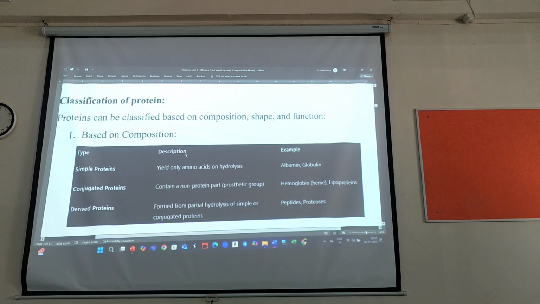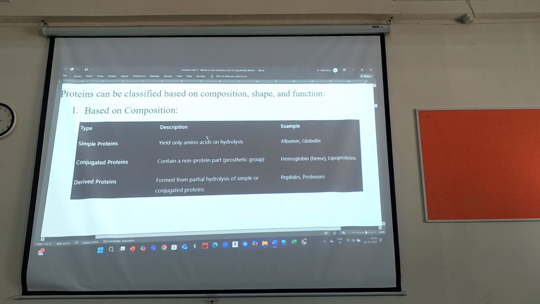So what are the classifications? Different classifications are there. Proteins can be classified based on composition, shape and function. So based on composition, there are different types. Those are simple proteins, that yield only amino acids on hydrolysis. What is the hydrolysis process? Everybody knows. Hydrolysis means the breakdown of chemical compounds. After the breakdown, they yield only single amino acids. For example, albumin and globulin.